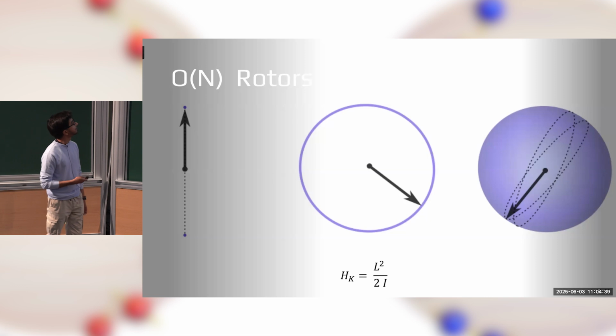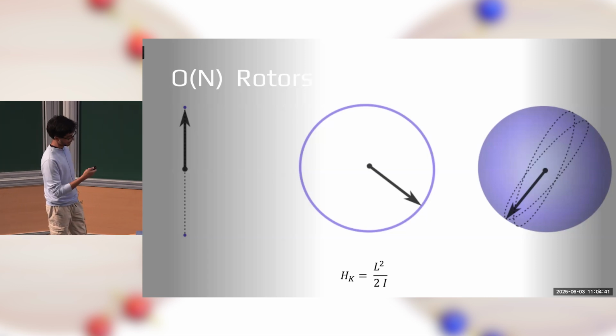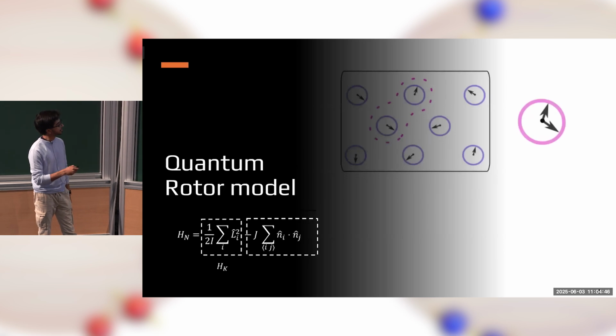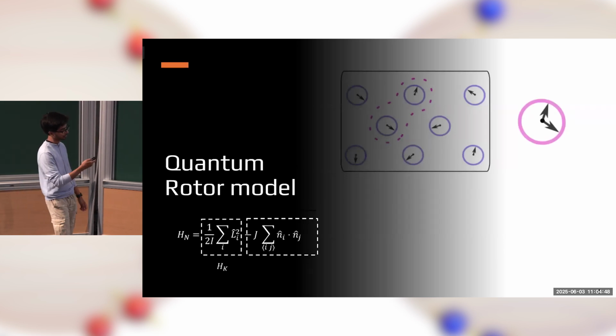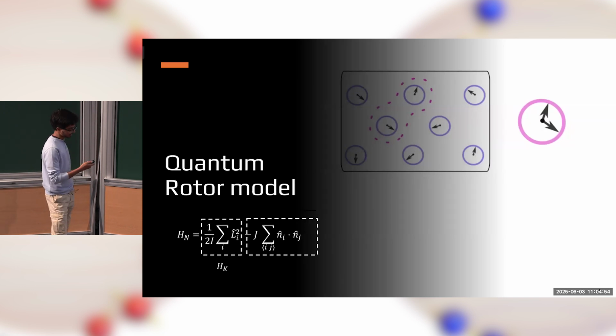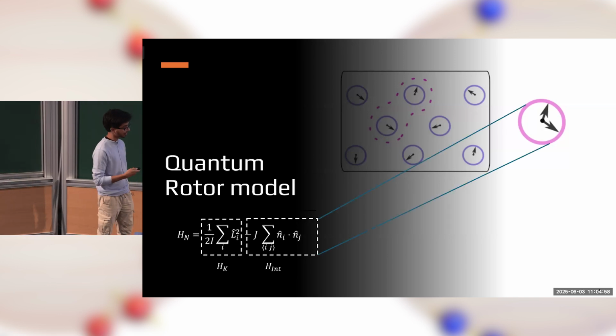And now when you have many such rotors, the kinetic term is this L square, and you have an interacting term that wants to align the rotors. So these n are just position operators of these rotors, and this is a ferromagnetic interaction. So it wants to align nearest neighboring rotors.